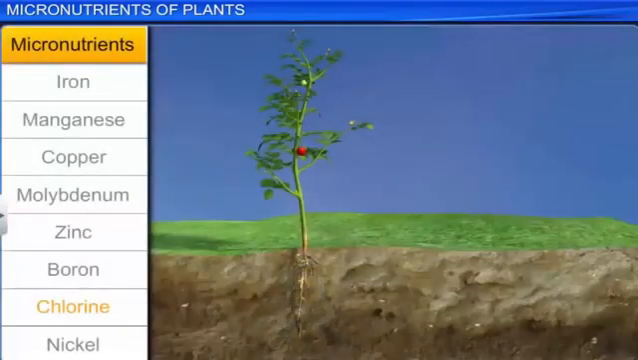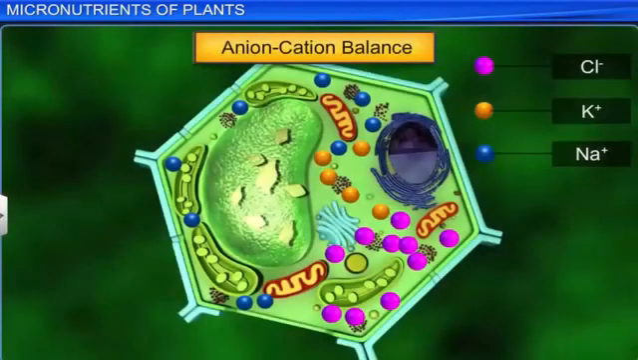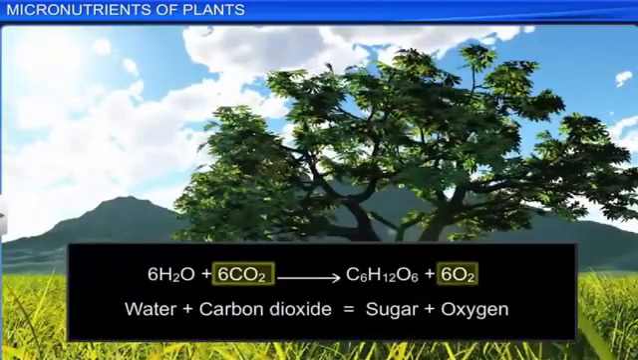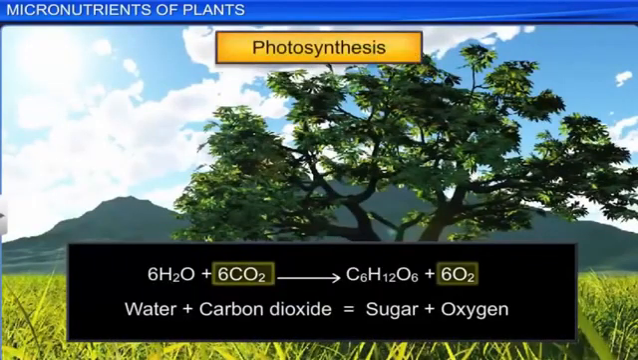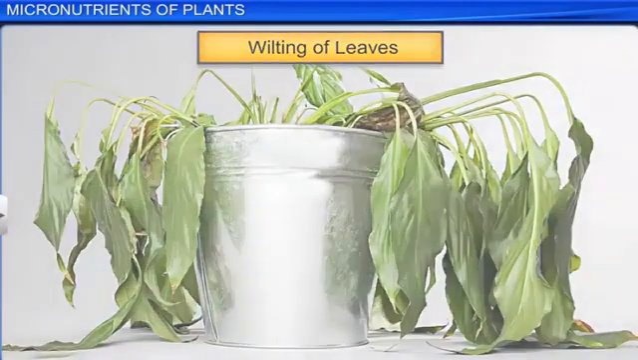Chlorine is absorbed in the form of chloride anion Cl-. With Na+ and K+, chlorine helps in determining the solute concentration and the anion-cation balance in the cells. It is essential for water splitting and oxygen evolution in photosynthesis. The deficiency of chlorine leads to wilting of leaves.